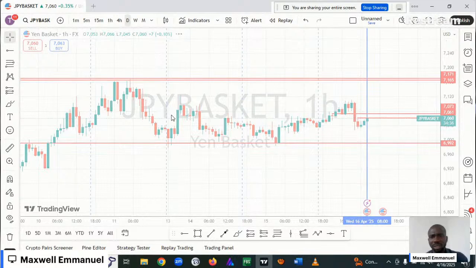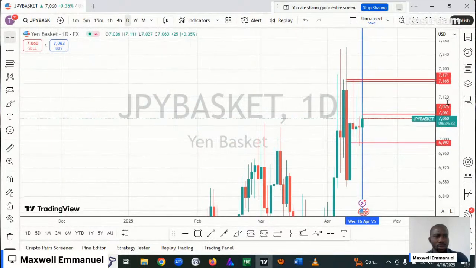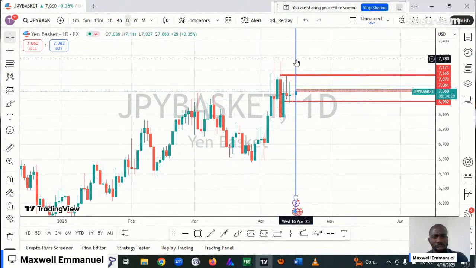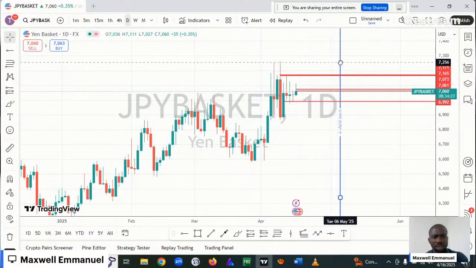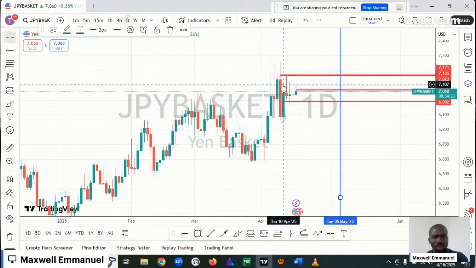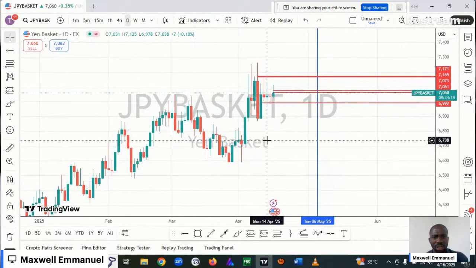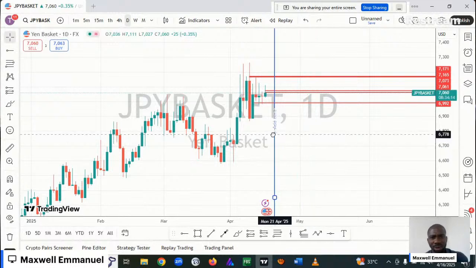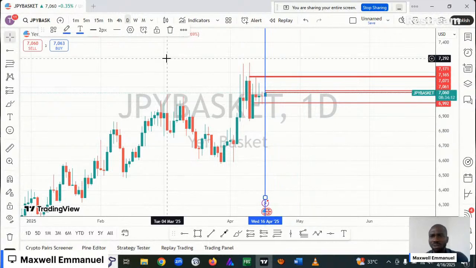Let's start with the daily. On the daily time frame, you can see the Japanese yen has been respecting previous highs. From this point, it's been respecting previous highs. Downward, it indicates a trend, that the yen is becoming weaker. But let's go down to 4 hour.